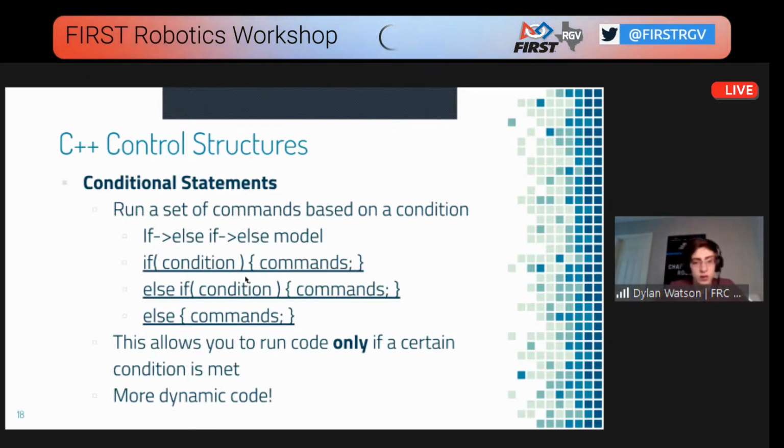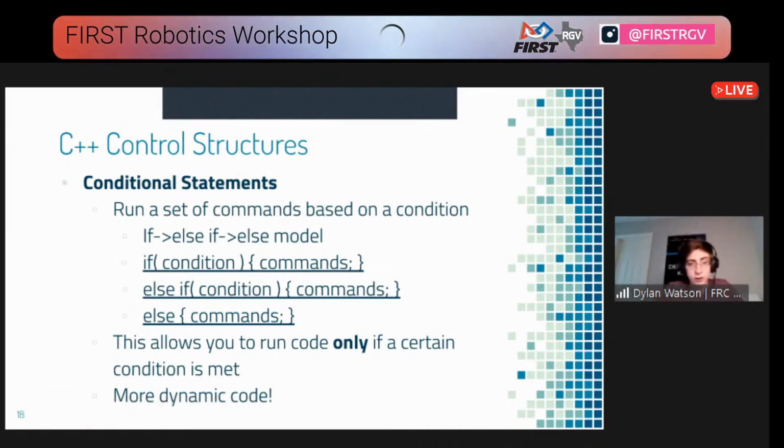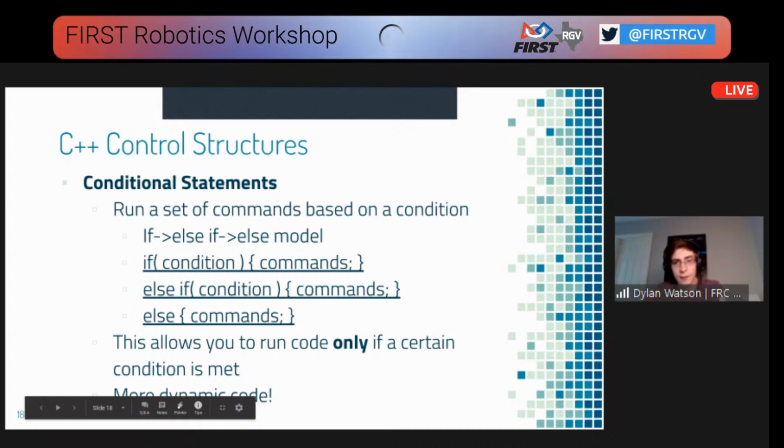Instead, what we can do is check for conditions. And depending on if that condition is true or false, we can run different commands, different types of code. And it follows the if, else model. So we can say, if something is true, do this. Else, if something else is true, do something else. Else, so that's like a catch-all for if anything else happens, run this. It only runs code if a certain condition is met, which allows for more dynamic code. And if a condition is not met, then it will not run that code.